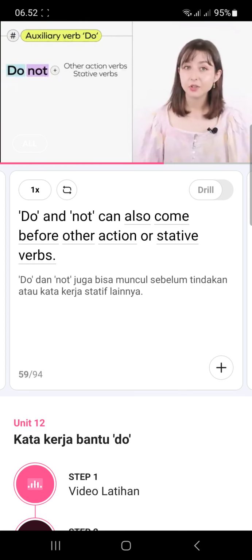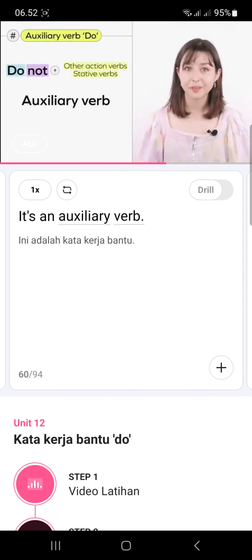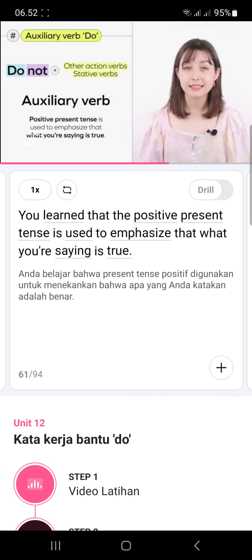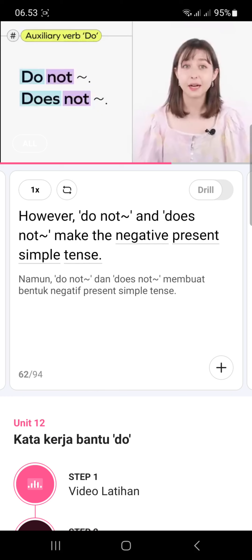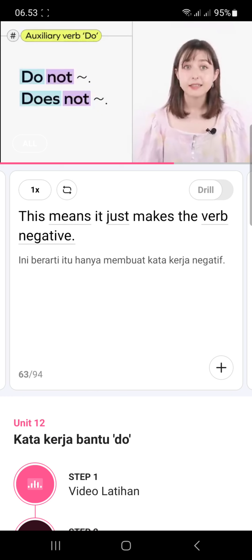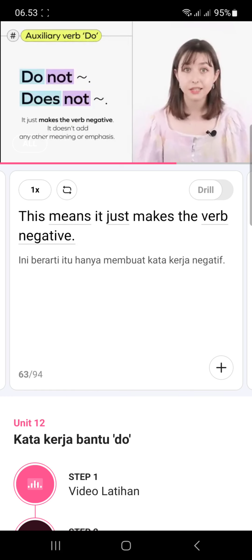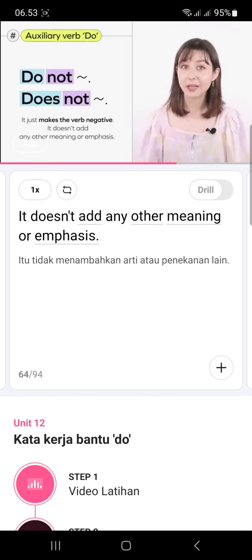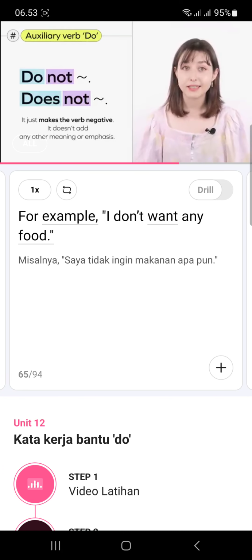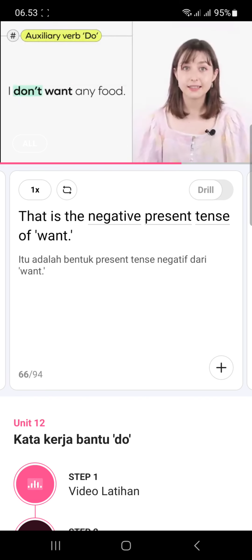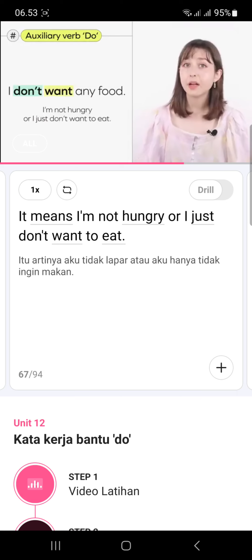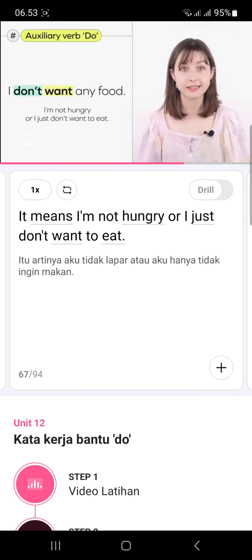Do and not can also come before other action or stative verbs. It's an auxiliary verb. You learned that the positive present tense is used to emphasize that what you're saying is true. However, do not and does not make the negative present simple tense. This means it just makes the verb negative. It doesn't add any other meaning or emphasis. For example, I don't want any food. That is the negative present tense of want. It means I'm not hungry or I just don't want to eat.